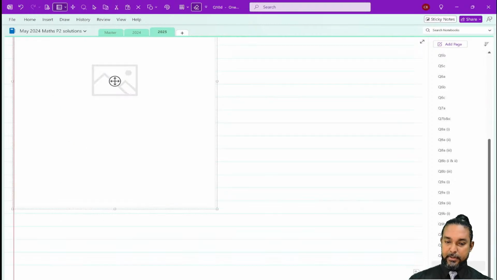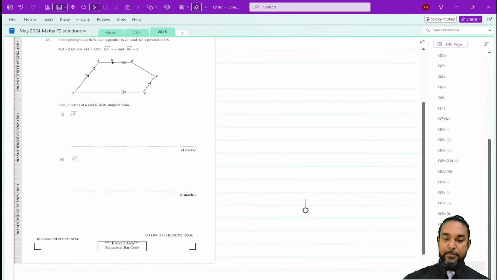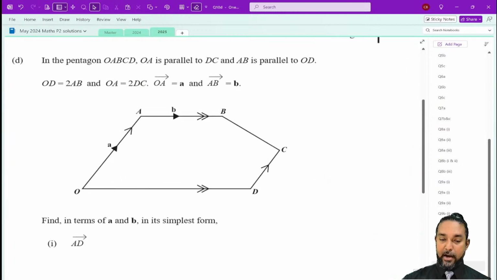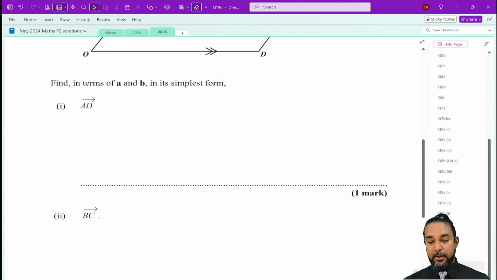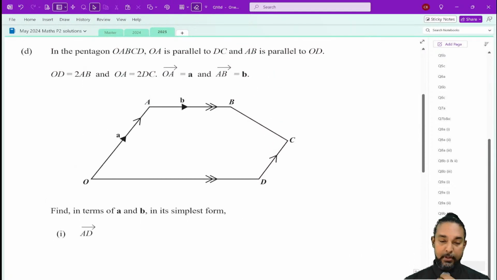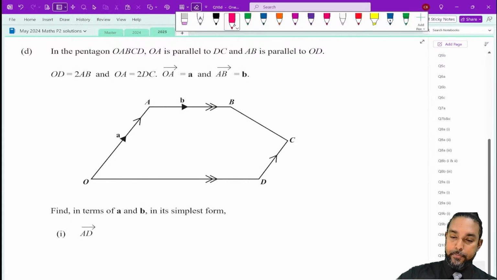Okay, so let's go on to 10 part D now. Right, so 10 part D is a slightly more fun one as we have a diagram. All right, let's just take a little read through and I'll give you guys a couple minutes to try these two things here. All right, so let's take a read.